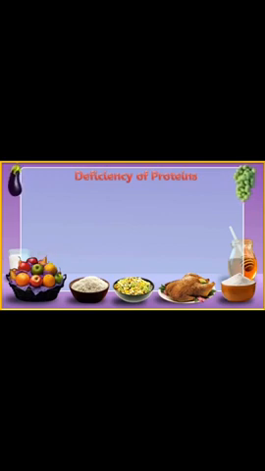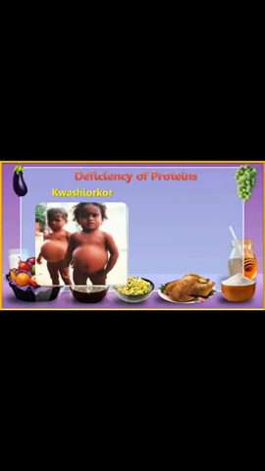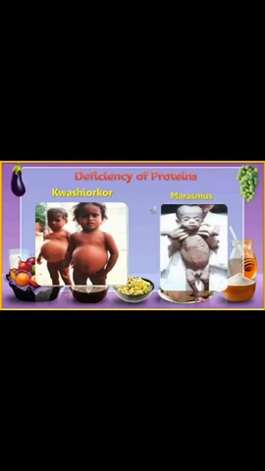Deficiency of proteins leads to a disease called Kwashiorkor. Deficiency of proteins along with carbohydrate deficiency is called protein energy malnutrition. It leads to marasmus. These diseases are more common in the children of rural areas.